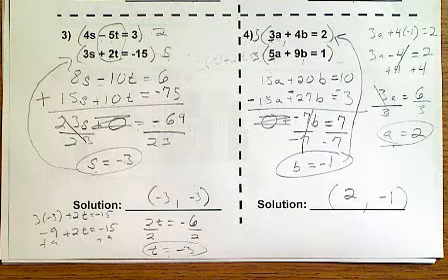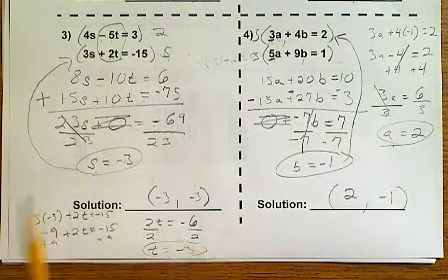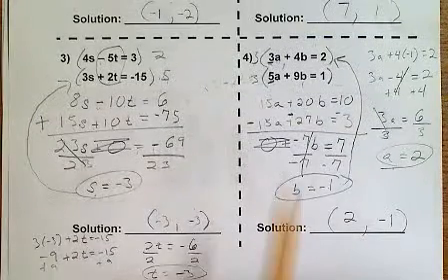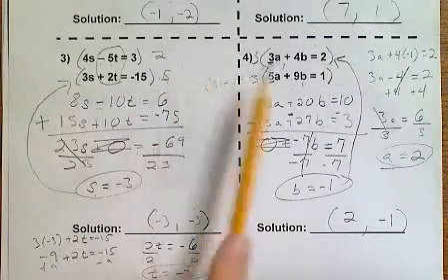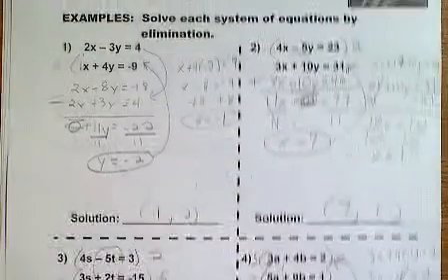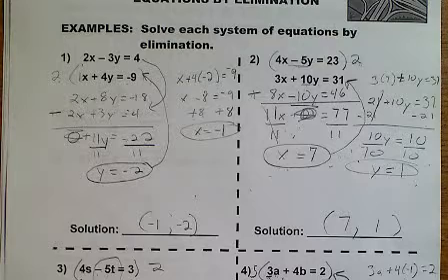So, elimination, this time it's not given to you. Sometimes you have to multiply. Sometimes you need to multiply both equations, as in examples 3 and 4. Sometimes you only need to multiply one equation, as in examples 1 and 2.